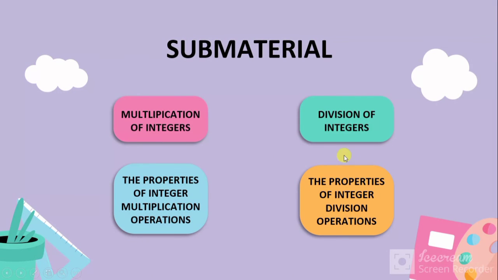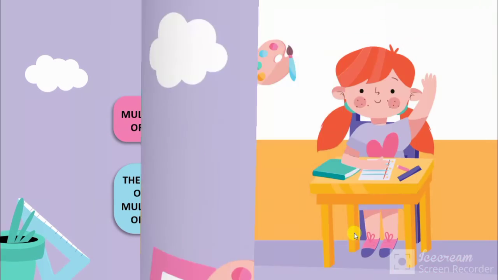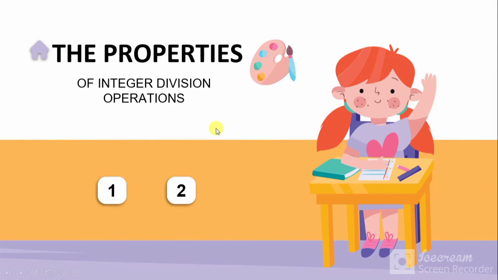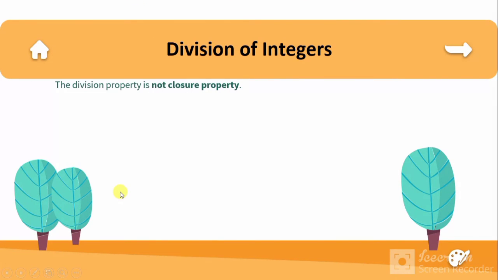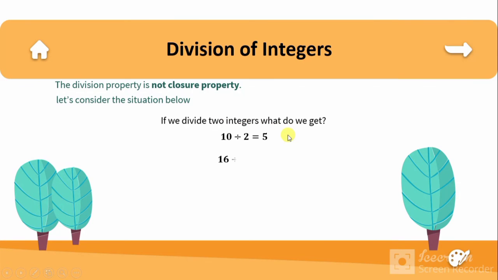And next, let's go to the last point. That is, the properties of integer division operations. The division operation does not have the closure property. Why? For instance, let's consider the situation below. If we divide 2 integers, what do we get? Okay, in this situation, the first is 10 divided by 2 is 5. And the second, 16 divided by 6 is 2 4/6. 7 divided by 11 is 7/11.